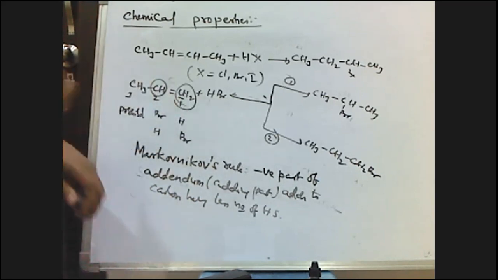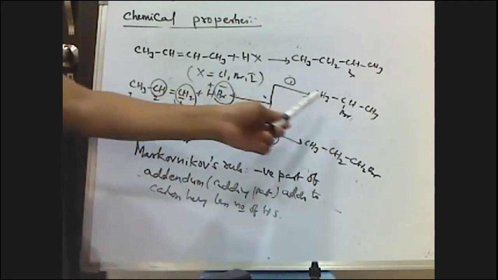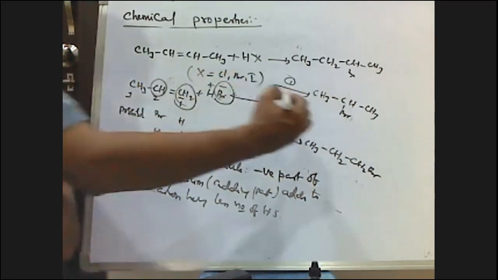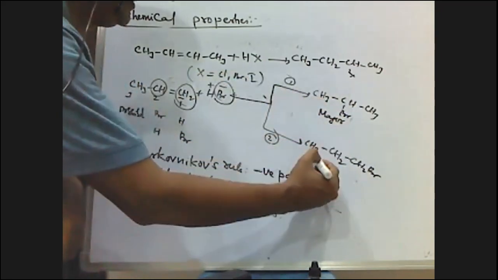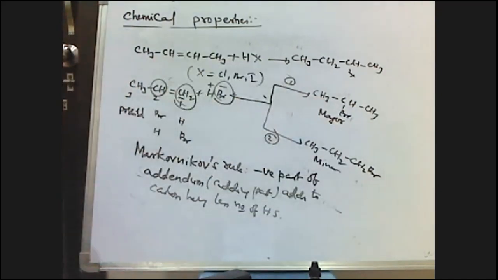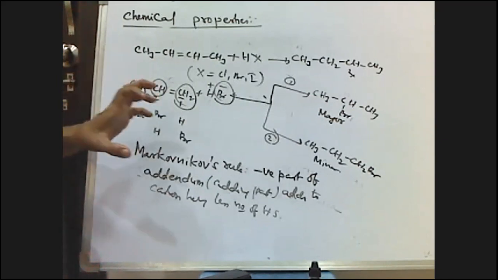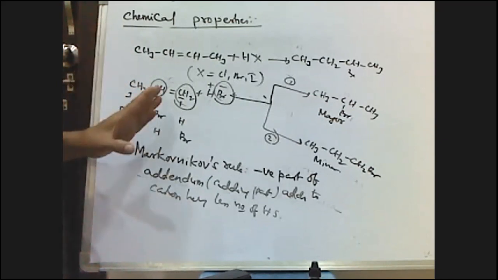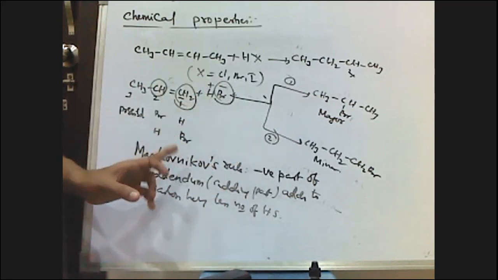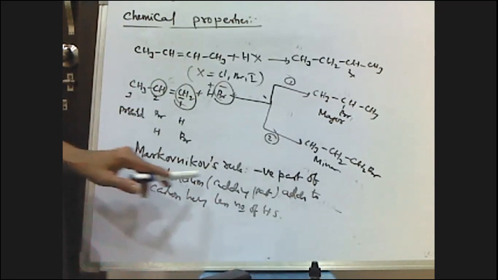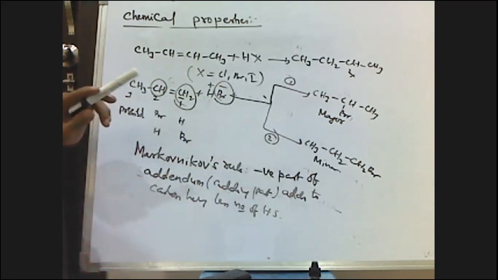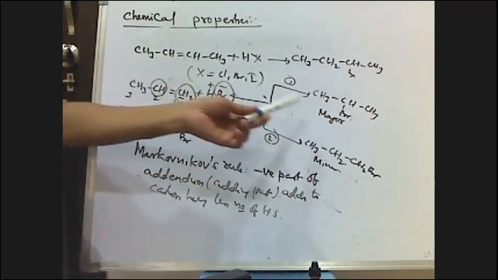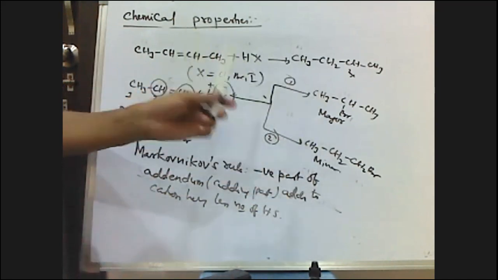So according to the Markovnikov rule, the adding part is H plus and Br minus. So Br minus, the negative part, attacks the carbon having less number of hydrogens. That product is the major product, and the second product is the minor product. So what is the Markovnikov rule? Markovnikov's rule states that during the addition of hydrogen halides to unsymmetrical alkenes, the negative part of the addendum adds to the carbon having less number of hydrogens. Right? So this is the major product and this is the minor product based on the Markovnikov rule.